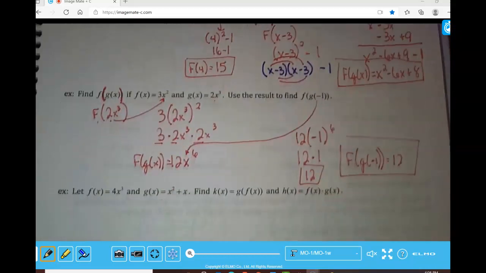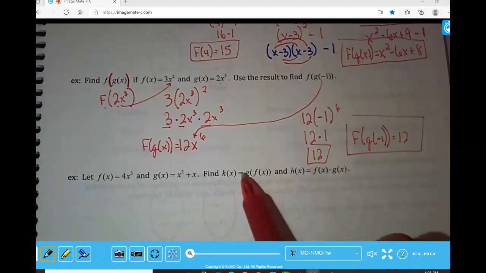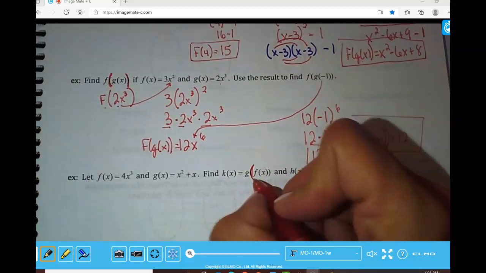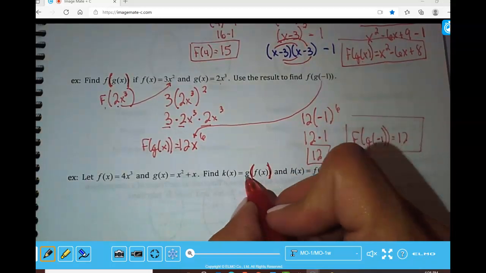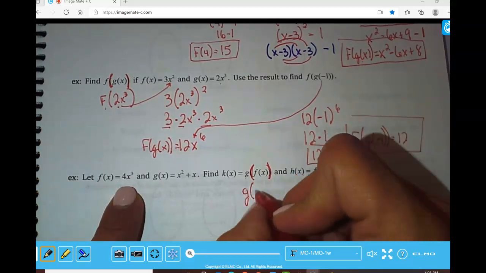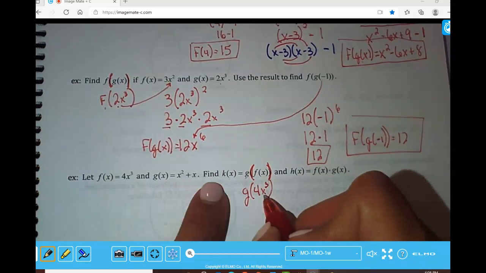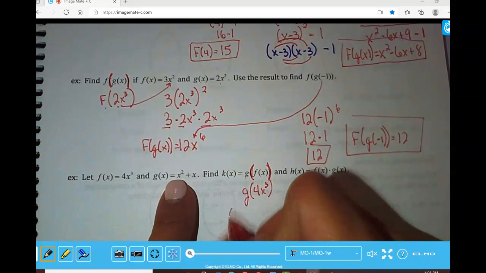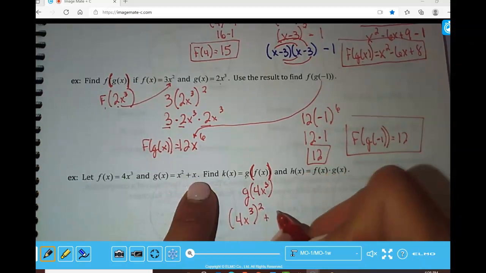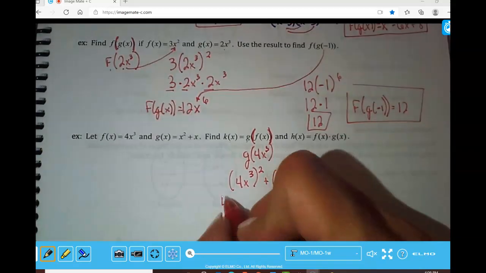All right, let's try another one. So we're going to find a new function. We're going to call it k of x at this time, and this is a composition function. So this says, outlining those parentheses, that f of x will be going into g of x. So in my parentheses, I'm going to put f of x, which is worth 4x cubed. And now this says go to g's function, and wherever there's an x, put your 4x cubed. So in parentheses, 4x cubed, that will be squared. And then over here will be 4x, put it in parentheses. Again, the square just means there's 2 of those.